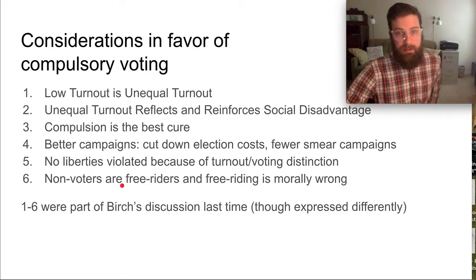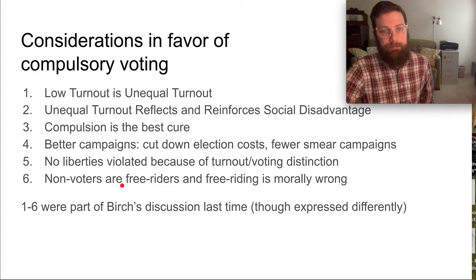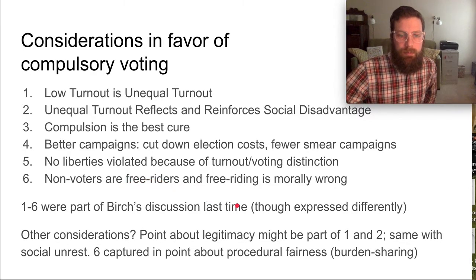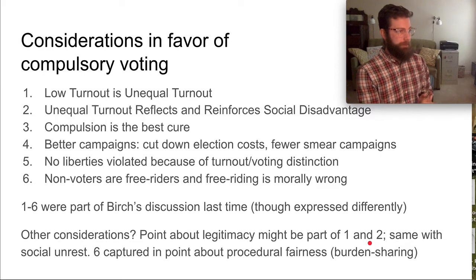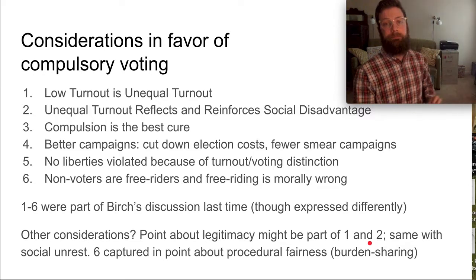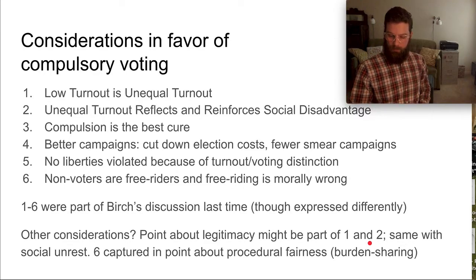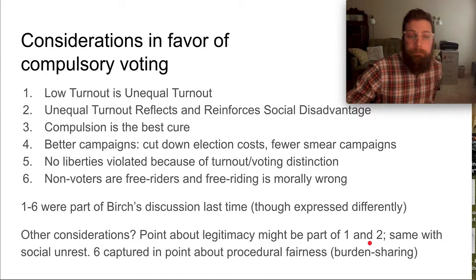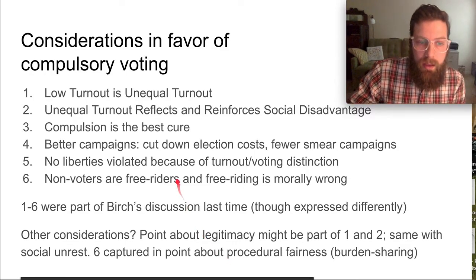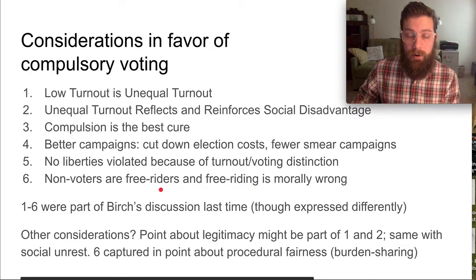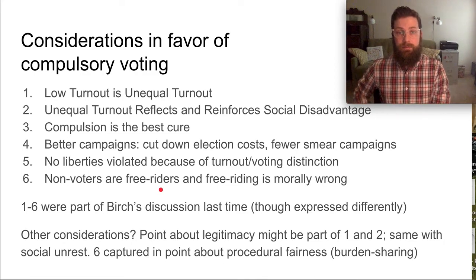So all of these considerations factored in to Birch's discussion last time. So the point about legitimacy as well as social inequality came out in points 1 and 2. Similarly with Birch's points about social unrest. Moreover, the point about procedural fairness, that the burdens of running a democracy should be shared, is another way of stating this point about the wrongness of free riding and free riders.